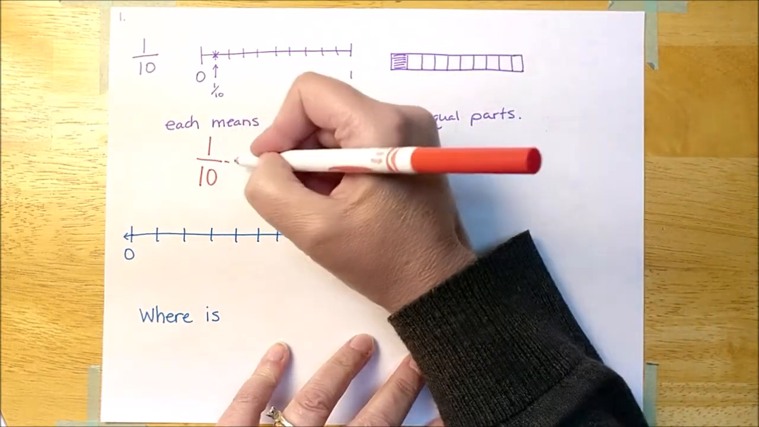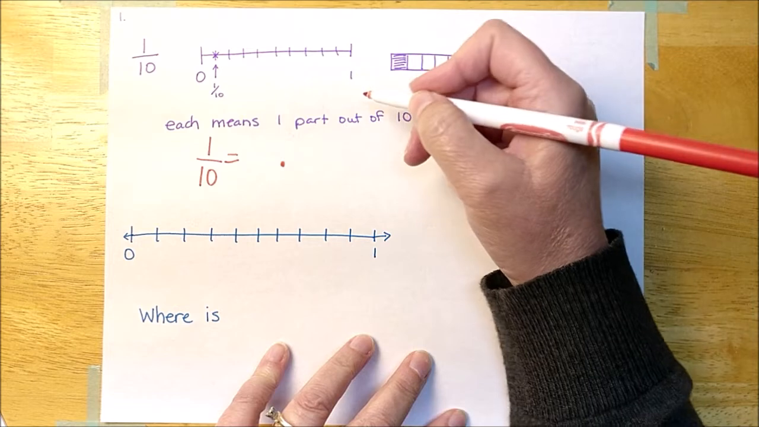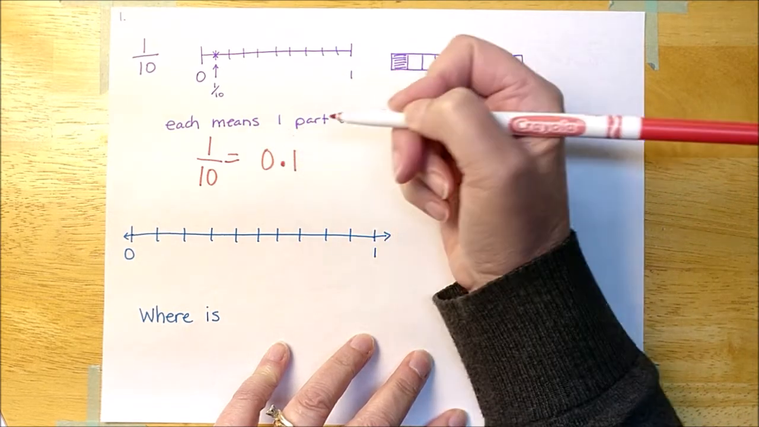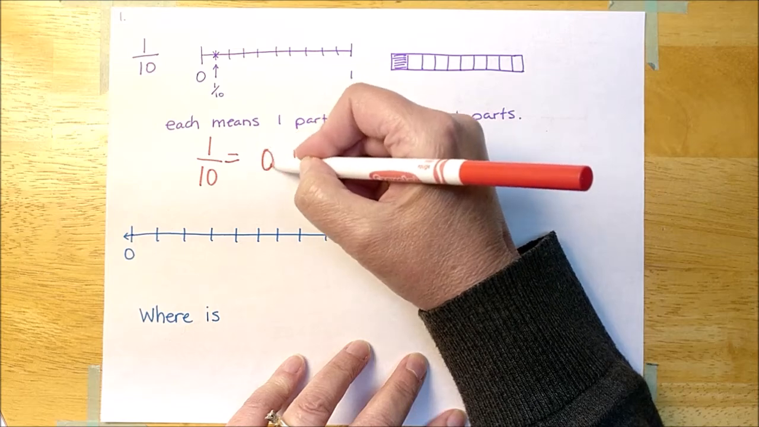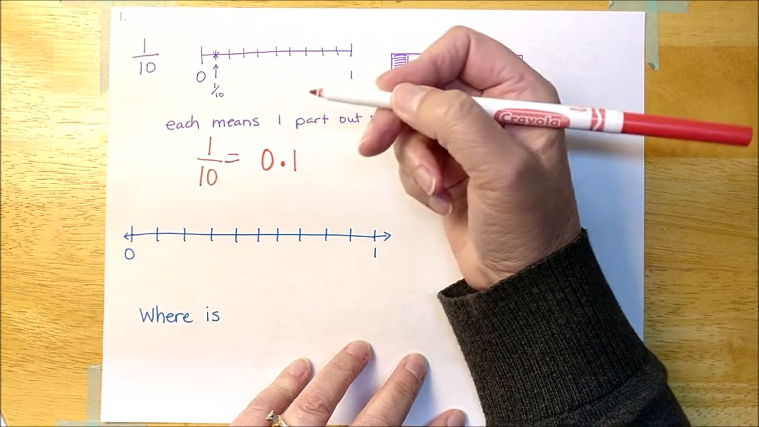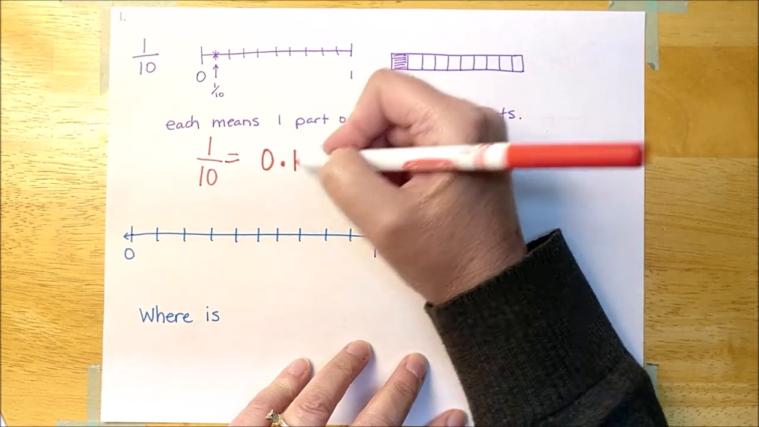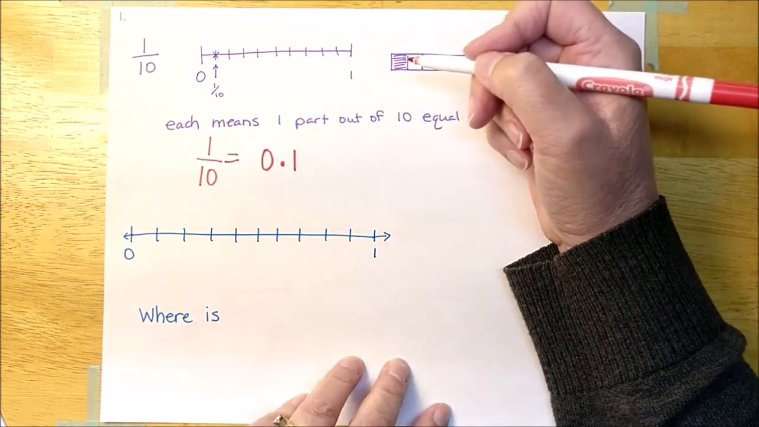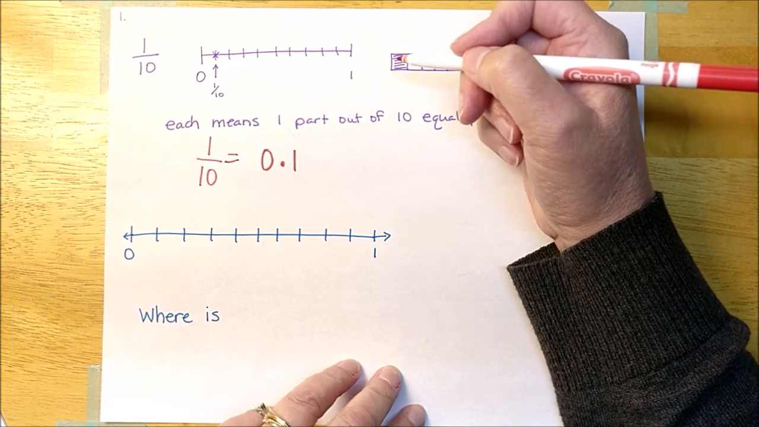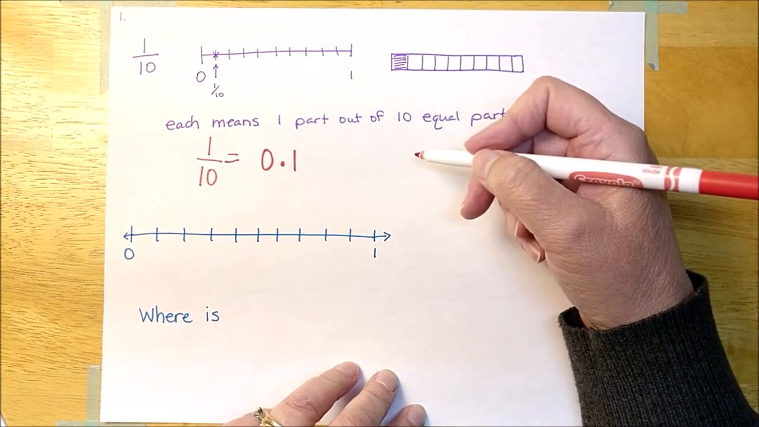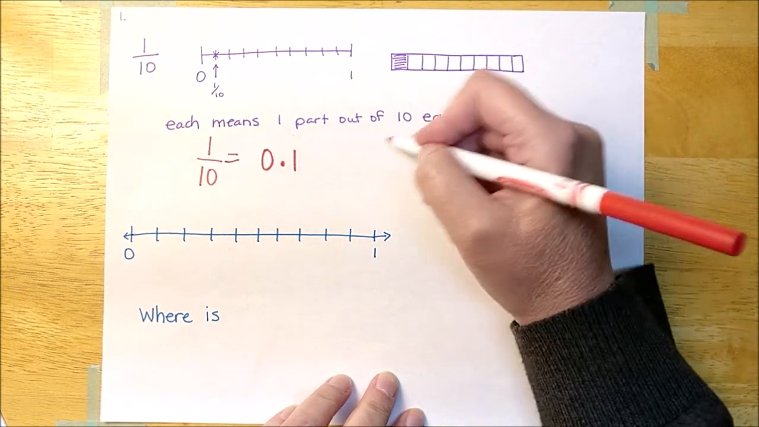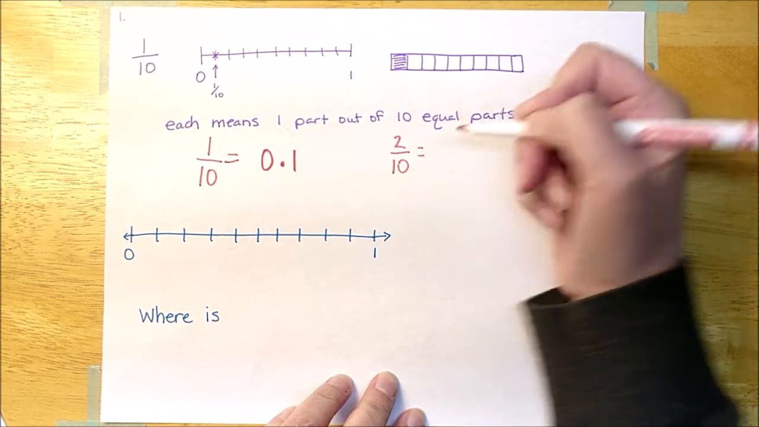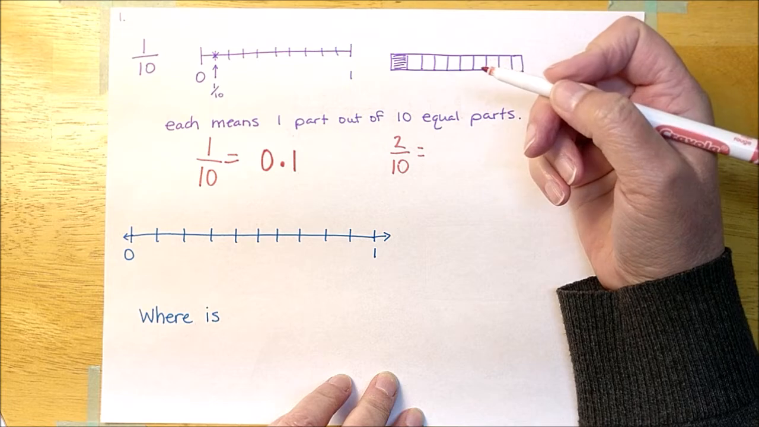So 1/10 written as a fraction is this way. 1/10 written as a decimal is this. The 0 in front means I have no whole chocolate bars, and the 1 behind it says I have 1 part of a chocolate bar. So that is 1/10. If that is 1/10, and we had 2/10, how do you think we'd write that as a decimal?